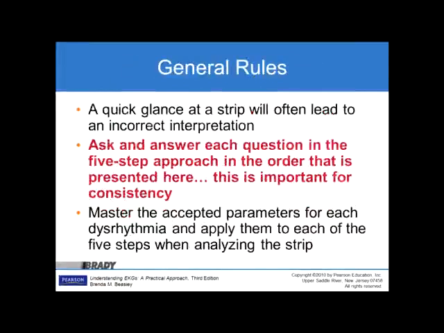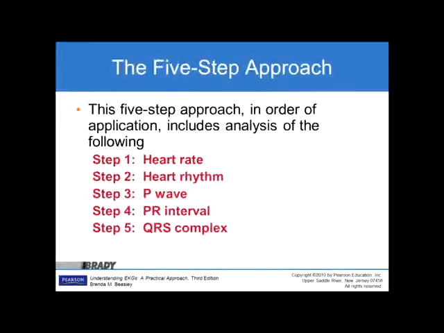Ask and answer each question in the 5-step approach in the order that it is presented here. This is important for consistency. Master the accepted parameters for each dysrhythmia and apply them to each of the 5 steps when analyzing the strip. And the 5-step approach. This 5-step approach, in order of application, includes analysis of Step 1, the heart rate, Step 2, the heart rhythm, Step 3, the P wave, Step 4, the PR interval, and Step 5, the QRS complex.